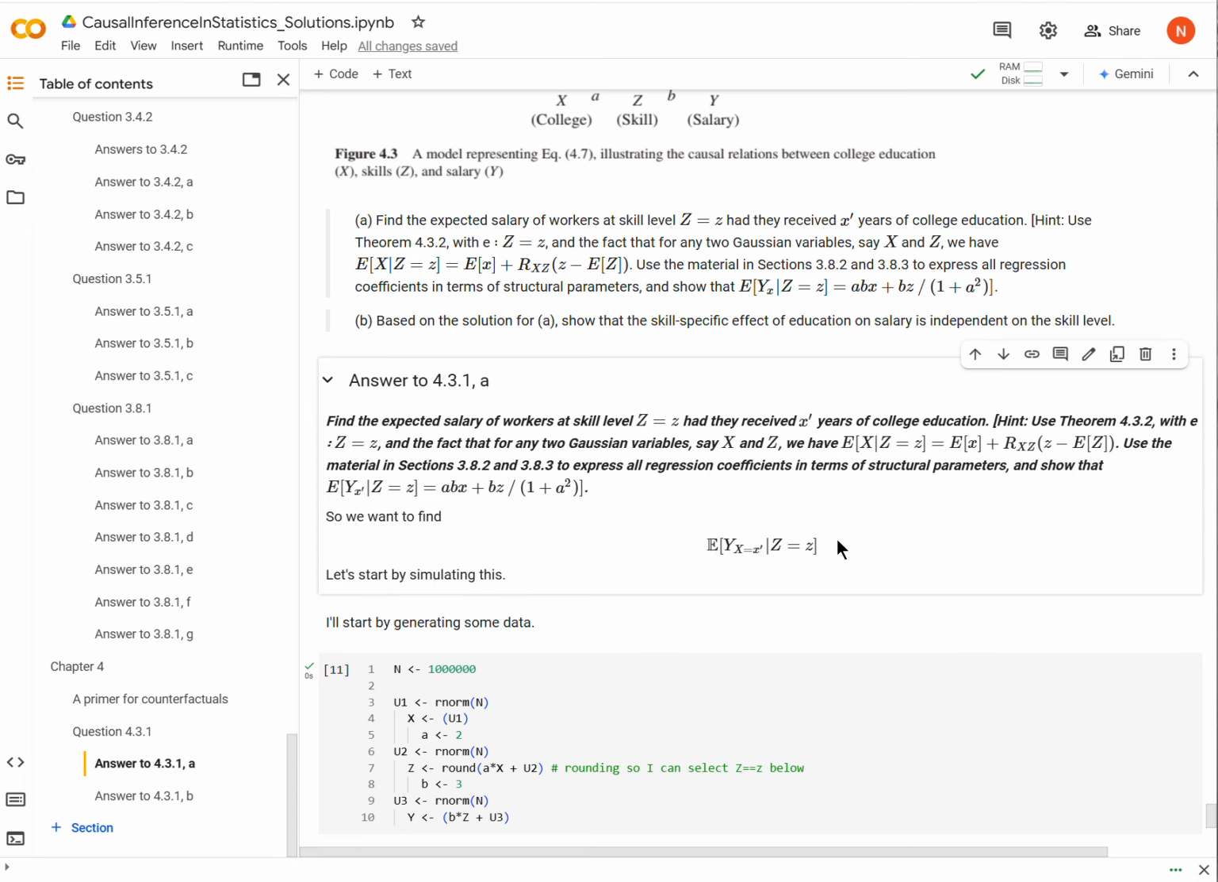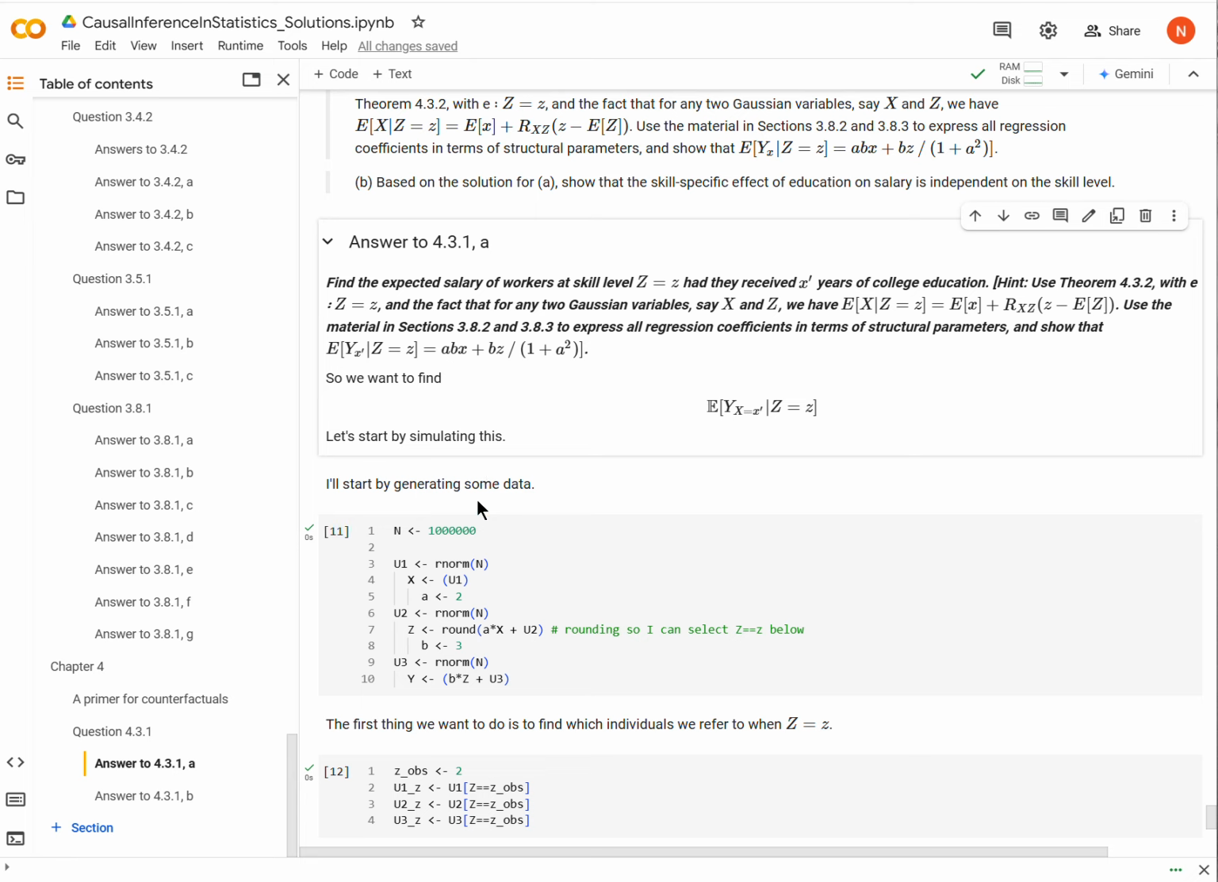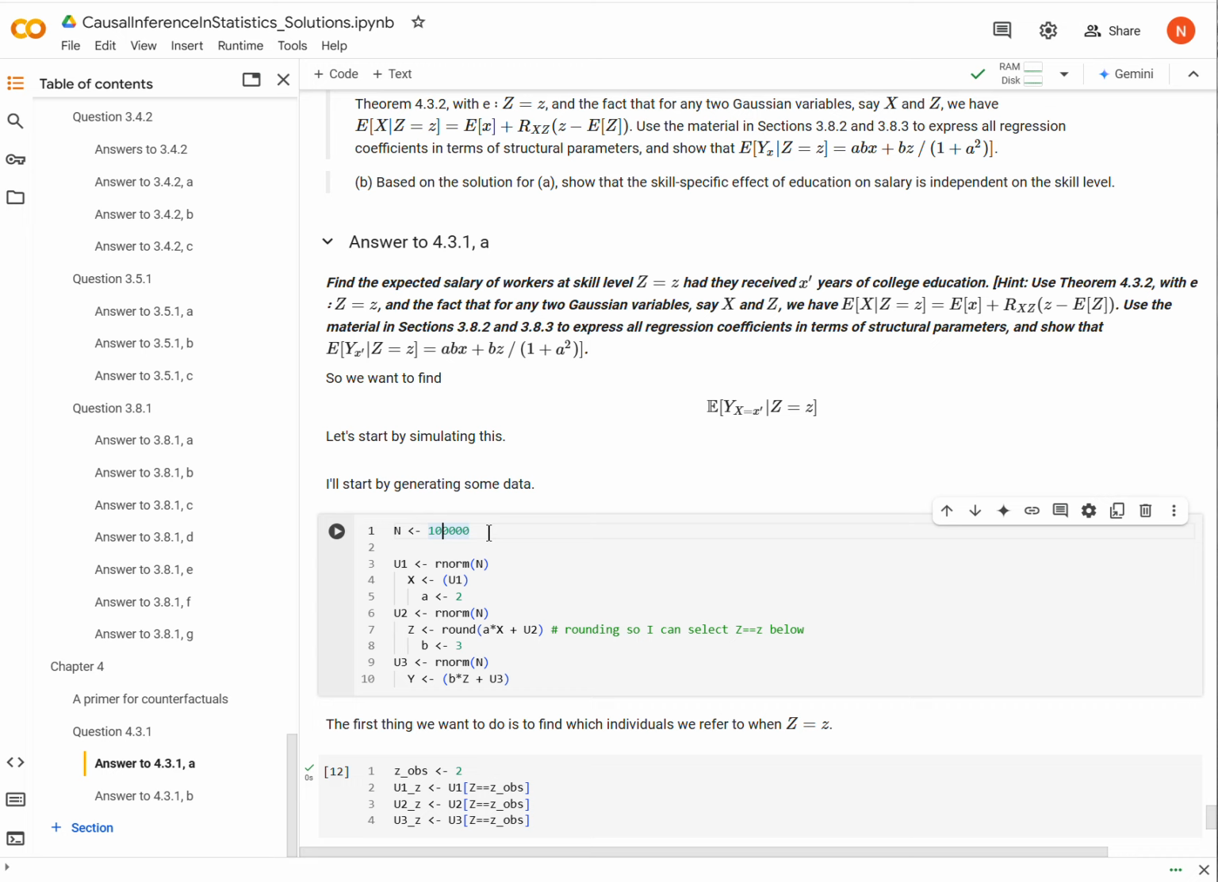What we're trying to find is this expression, again, the expected value of Y if we change X to X prime in workers for whom Z equals little z. Rather than attack this analytically, let's use simulation first, and then we'll look at the analytical stuff later. So I'm going to simulate my causal model. I'm going to have a bunch of data points here. Usually 10,000 is doing okay.